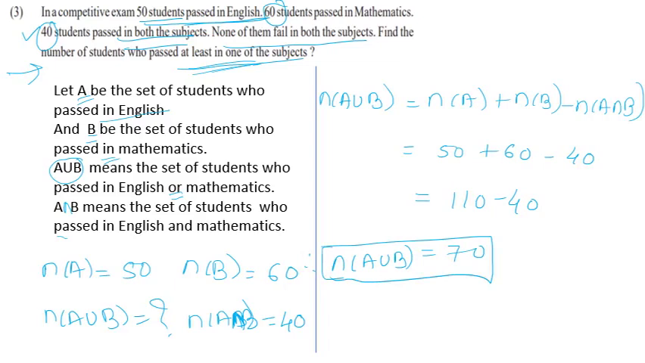Therefore right here, how many students are there? 70 students who pass at least one of the subjects. Okay, understood? Now see the next question.